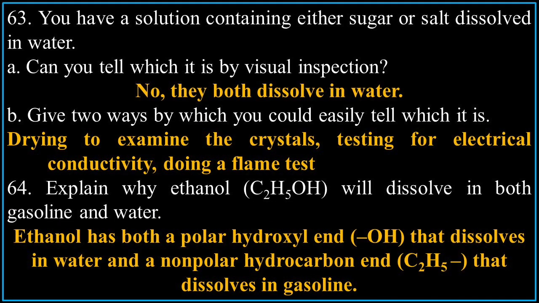Here I did 63 and 64 without making separate slides, so let's get started. You have a solution containing either sugar or salt dissolved in water. Can you tell which it is by visual inspection? Absolutely not. They both dissolve in water. Give 2 ways by which you could easily tell which is which. Drying and examining the crystals, testing for electroconductivity, doing a flame test. Remember, sugar is not an electrolyte, very important.